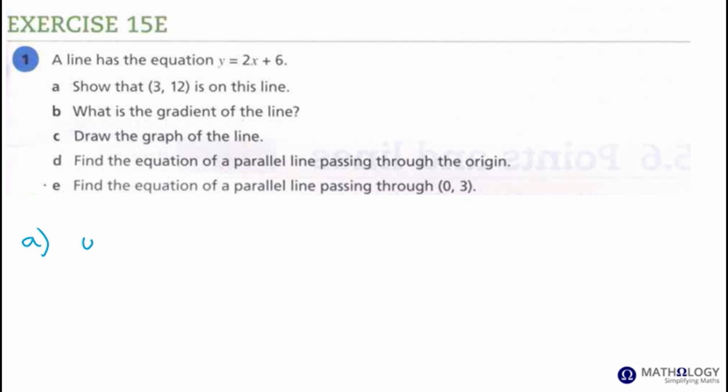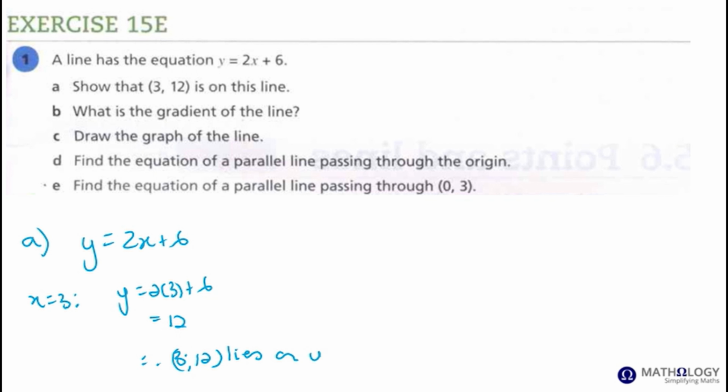So what that means is we are going to substitute x equals 3. If after substituting x equals 3, our y value is 12, which is the y coordinate of the point, then that point lies on the line. So y equals 2 times 3 plus 6, 6 plus 6 equals 12. So therefore, (3, 12) lies on the line y equals 2x plus 6.